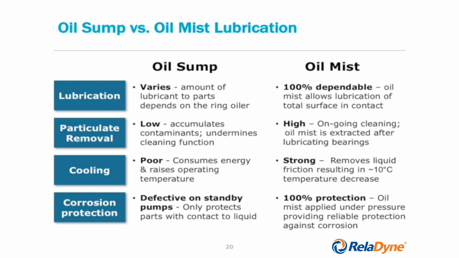Finally, we spoke about corrosion protection. An oil sump has an issue with corrosion protection, especially when a piece of machinery is not operating, it's standing still. So the oil, the liquid oil, is really only at the bottom of that bearing housing. The rest of the bearing housing is filled with ambient air. The ambient air frequently has dust in it. The ambient air very frequently has water vapor in it.